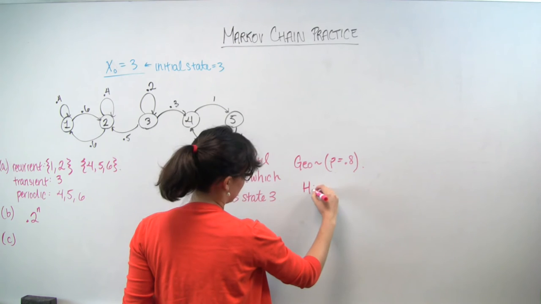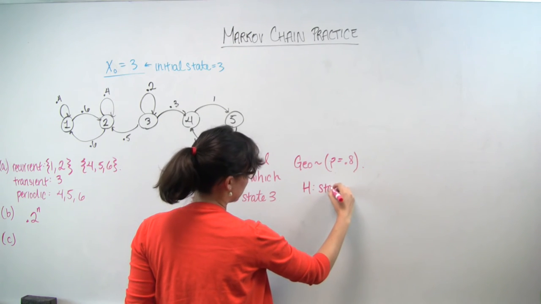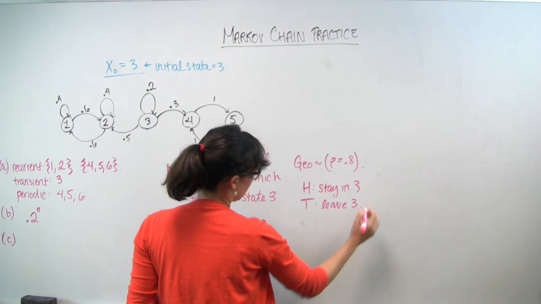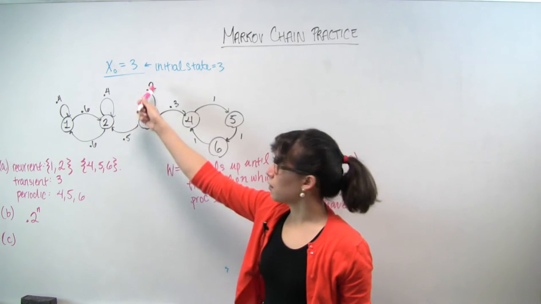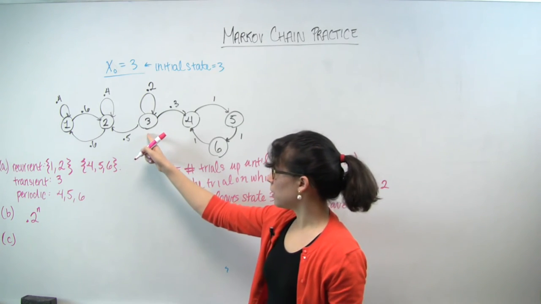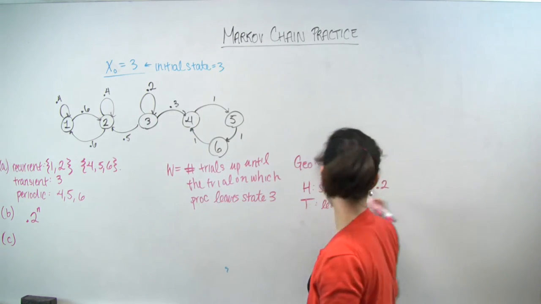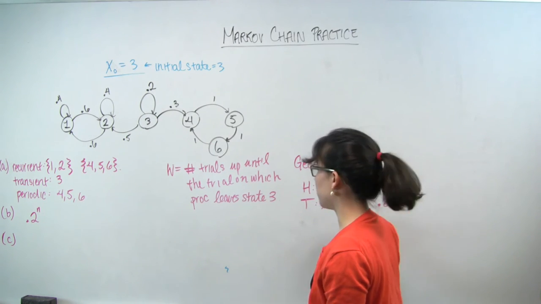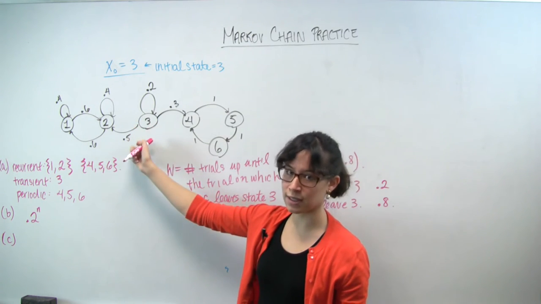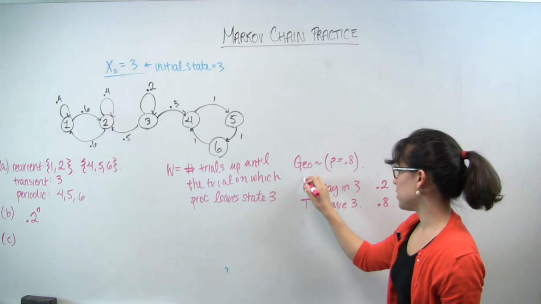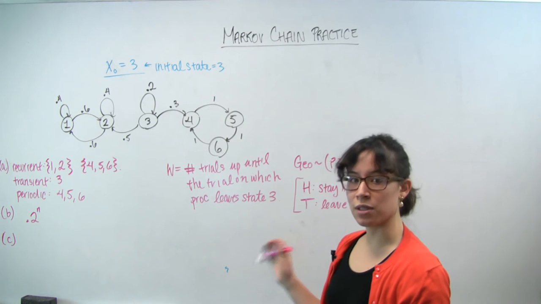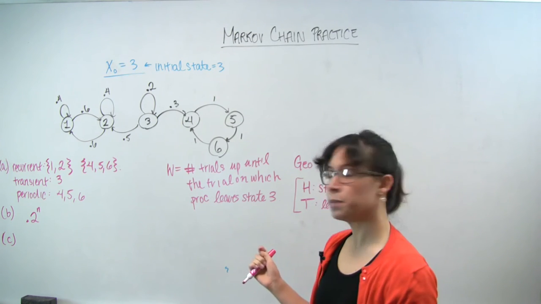I don't remember what I assigned heads, but let's just say heads means you stay in 3, and tails means you leave 3. And so this coin is biased because you stay in 3 with probability 0.2, and you get tails, you leave if you go either here or here. So that happens with probability 0.8. And so hopefully you understand that there's a direct mapping between the problem of the process leaving state 3, and this process where we start flipping this biased coin, and we want to figure out what's the first time that we get a tails.